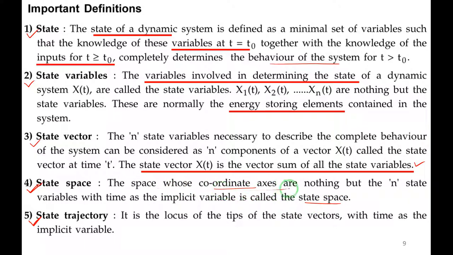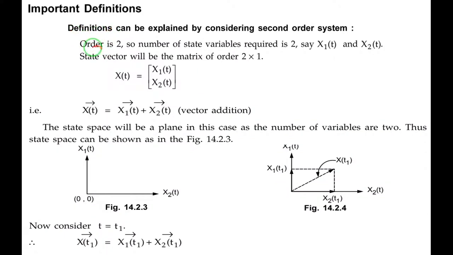The space whose coordinate axes are nothing but the n state variables with time as implicit variable is called state space. I will tell you more in the next slide. Then what is state trajectory? It is the locus of the tips of the state vectors with time as implicit variable. Yes, time is the implicit variable for both state space as well as state trajectory, but it is the locus of the tips of the state vectors. Okay, we'll try to understand the state space and state trajectory by considering the second order system.